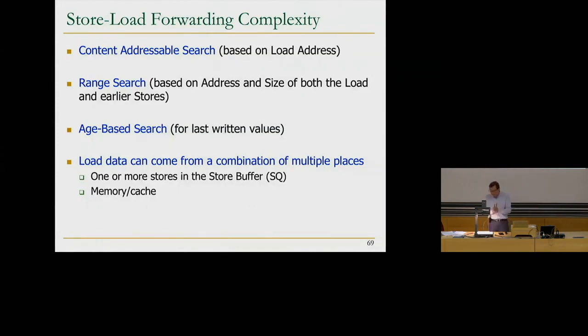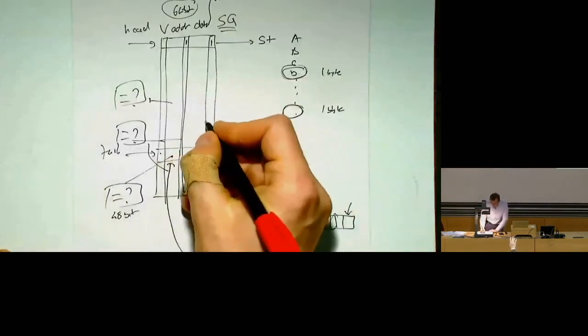This load may be accessing bytes 8 through 12. The store may be writing bytes 11 through 12, right? It's an age-based search. You want to get the last written values. And that's essentially what you need to build over here. Now, on top of this, load data can... Let me go back actually over here to the DocuCam. So you need to find the latest stores.